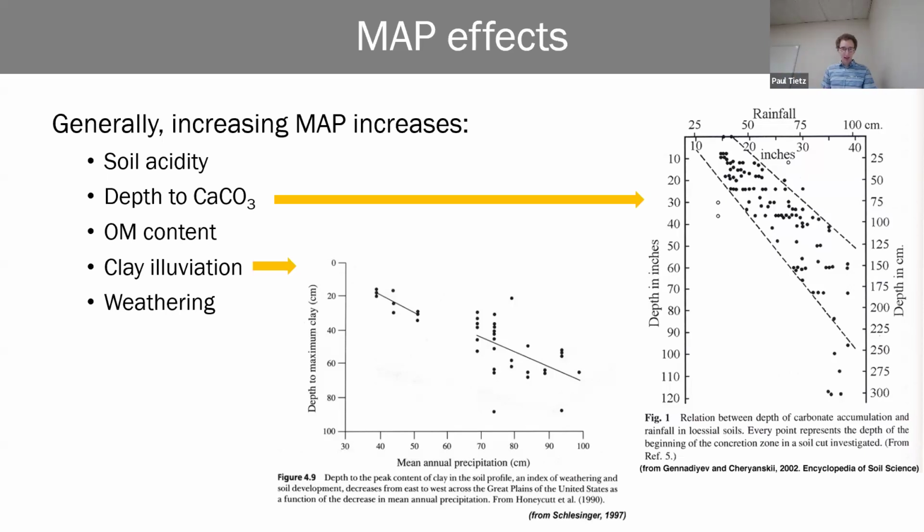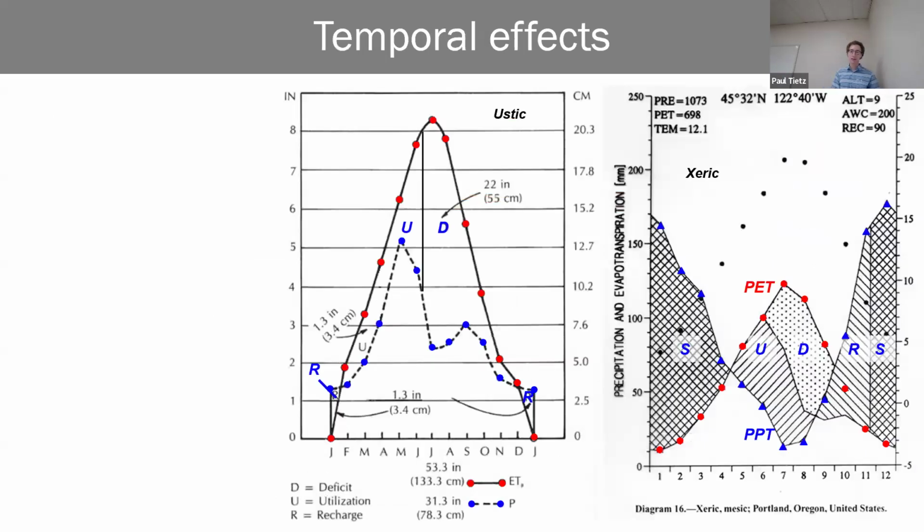Okay, let's think more about the temporal effects, so the difference of when the precipitation falls. You don't have to draw these out or anything. We'll think about these quite a bit more. This is kind of a preview of what we're going to get into later. Some of these example soil moisture regimes, if you will, are the xeric, which is what we have here on the Palouse, characterized by a really wet winter and a really dry summer.